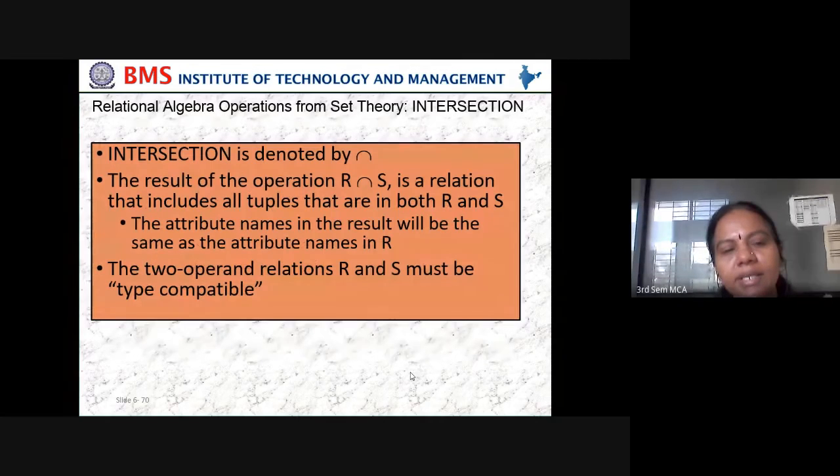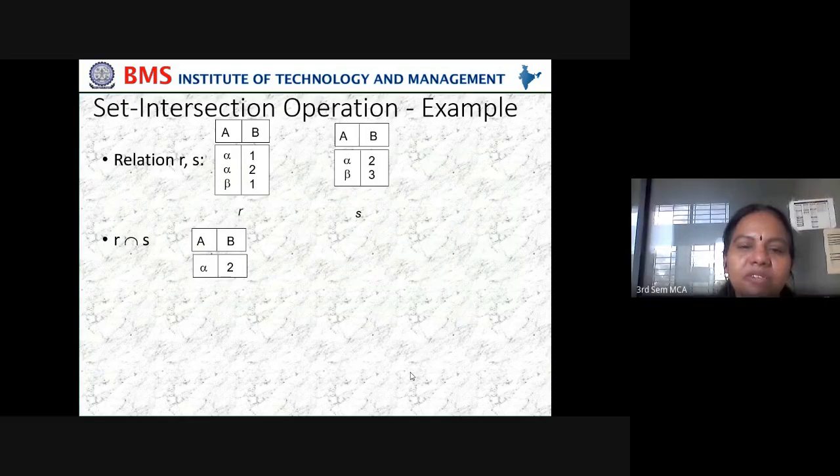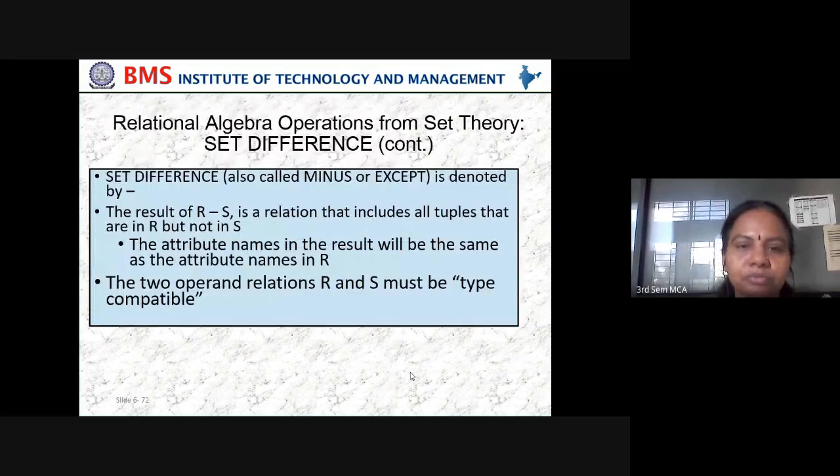Then we have seen about the intersection. So what is intersection doing? Intersection means all the values which are present in one set and also present in the other set. Those values we are taking in the result. That is what is called an intersection. So that's what we have taken as an example, R intersection S. So alpha 2: in R also we have alpha 2, in S also we have alpha 2. Then R intersection S is alpha 2.